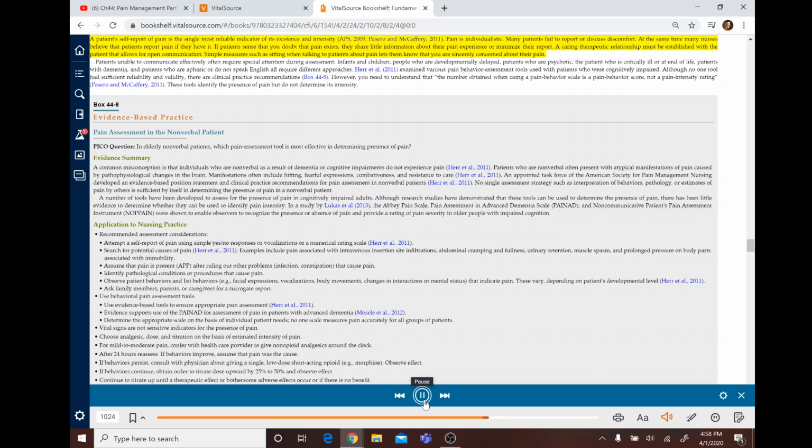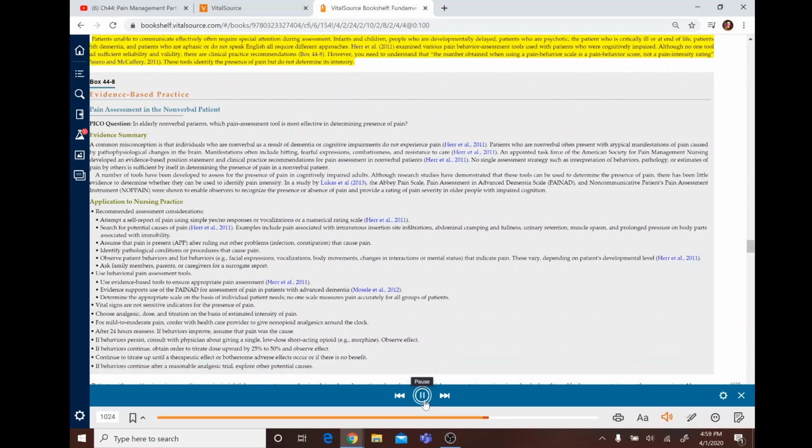report. A caring therapeutic relationship must be established with the patient that allows for open communication. Simple measures such as sitting when talking to patients about pain lets them know that you are sincerely concerned about their pain. Patients unable to communicate effectively often require special attention during assessment. Infants and children, people who are developmentally delayed, patients who are psychotic, the patient who is critically ill or at end of life, patients with dementia, and patients who are aphasic or do not speak English all require different approaches.